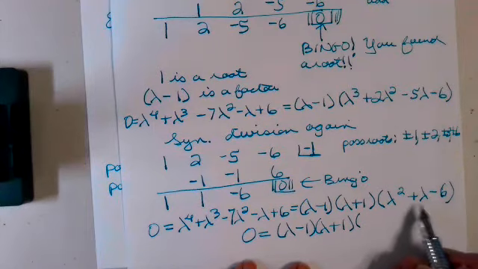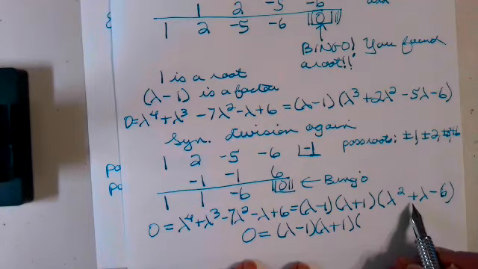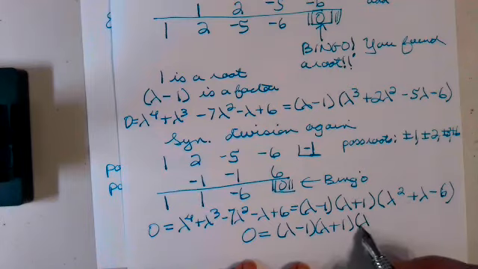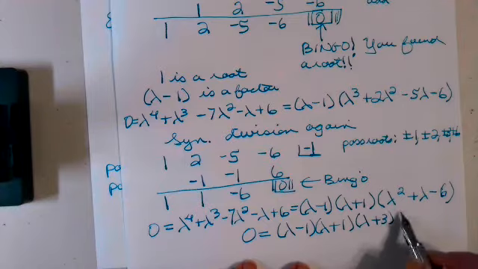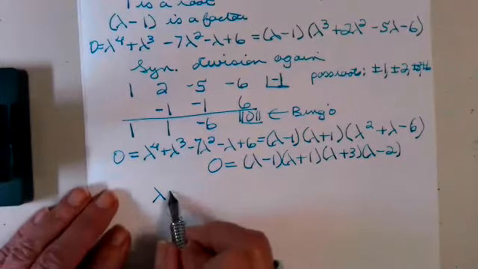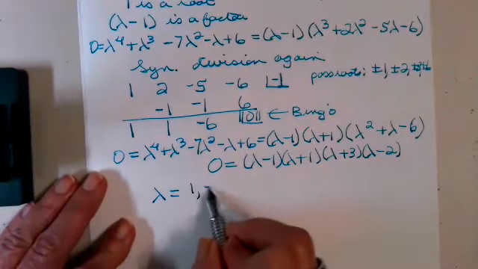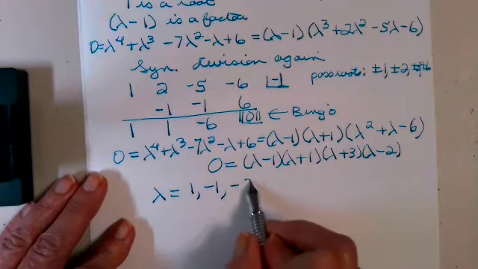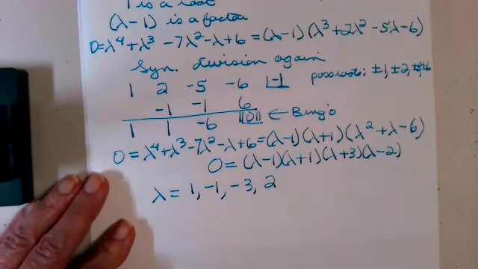6 factors with 2 and 3. This says the signs are different. The bigger one goes with the plus. So this will be lambda plus 3, lambda minus 2. Okay, so the solutions for lambda are 1, minus 1, minus 3, and plus 2.